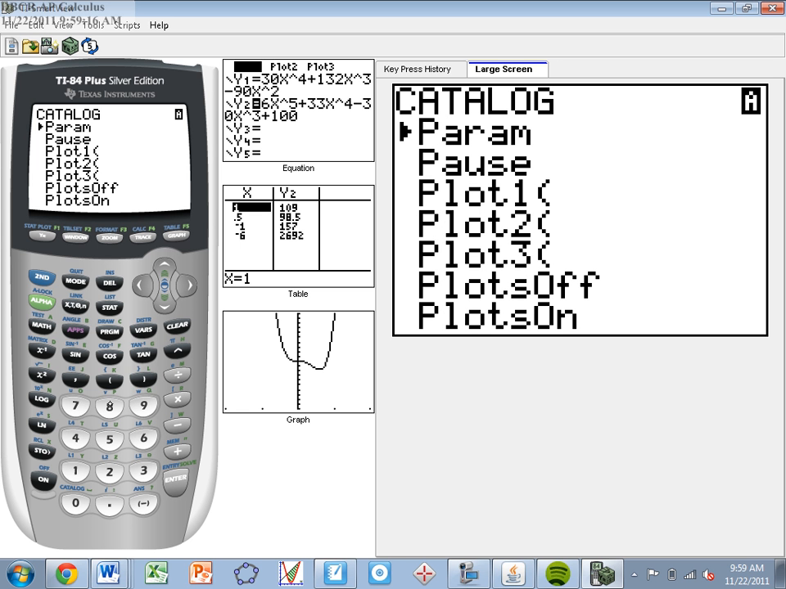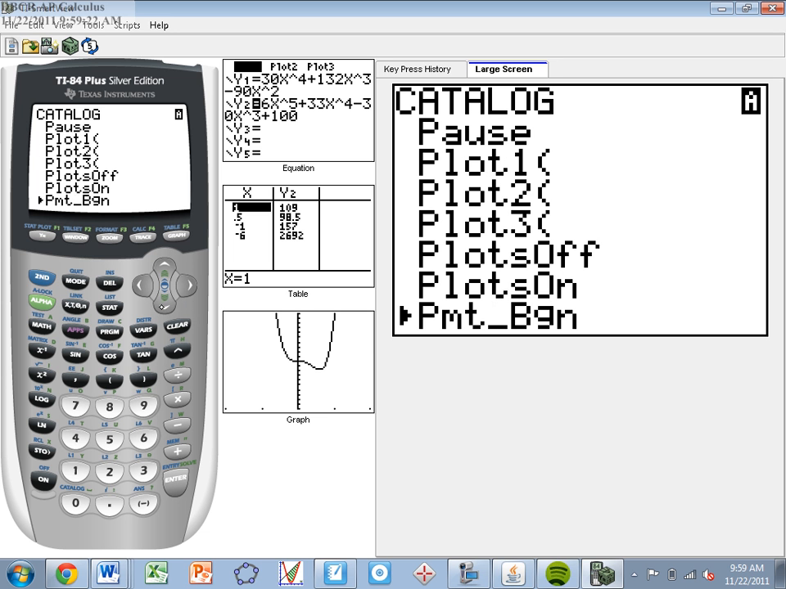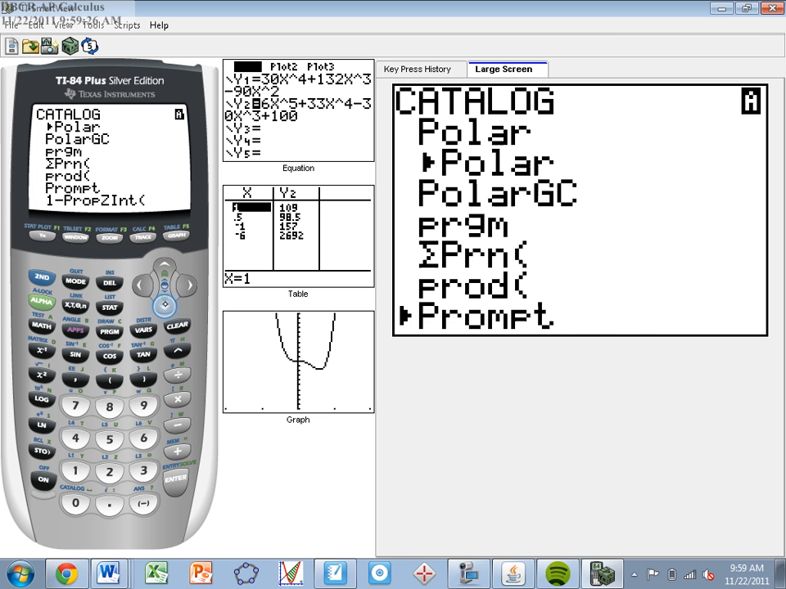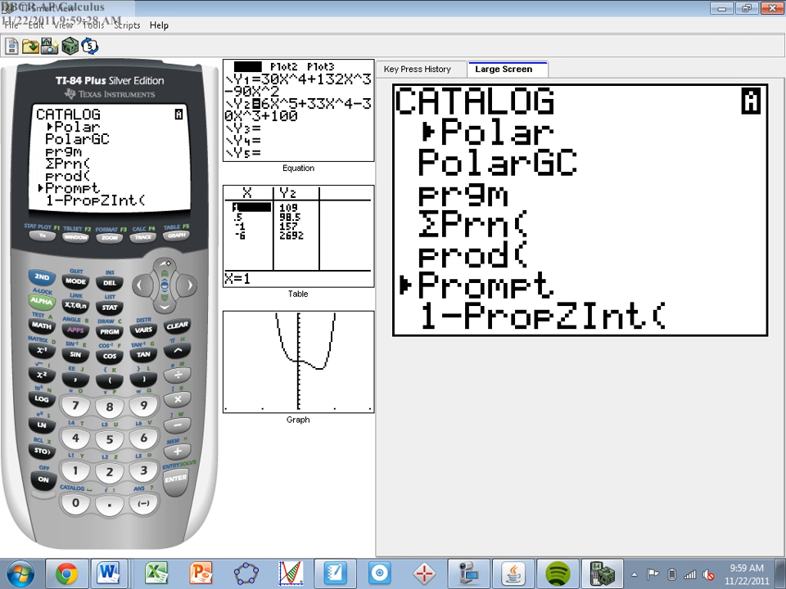We want to go down with our arrow keys to prompt. There's no shortcut besides going down at this point. So go down to prompt. If I can get there ever. There it is. Okay? We want to prompt. We want to ask the user the values of A, B, and C. We want all 3 of those values. So to do so, we have to ask the user to prompt them.